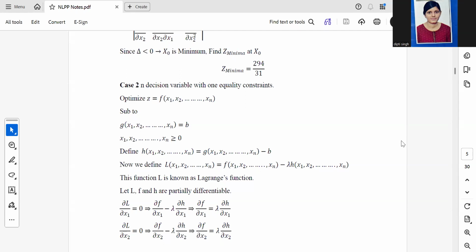Now case 2: n decision variables with one equality constraint. Optimize z equals a function of x1, x2, and so on.